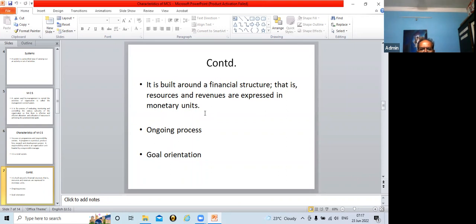The next characteristic is that it is an ongoing process. Like a cycle, we have to continue that cycle. There should not be any interruption. If an interruption happens, then the chain will be broken.